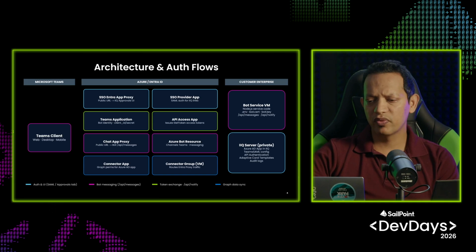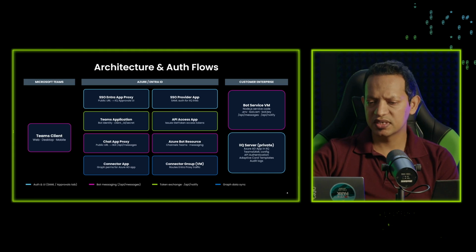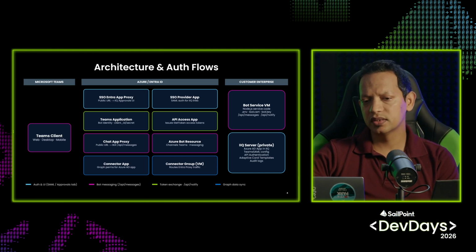Now you have your SSO provider, which, as I said, SAML SSO is mandatory for this integration. So you have an SSO provider which you configure on Entra and also on IIQ to enable seamless single sign-on. So whenever someone clicks on a link in Teams, they're automatically authenticated and they can take the action on the work item right from Teams.